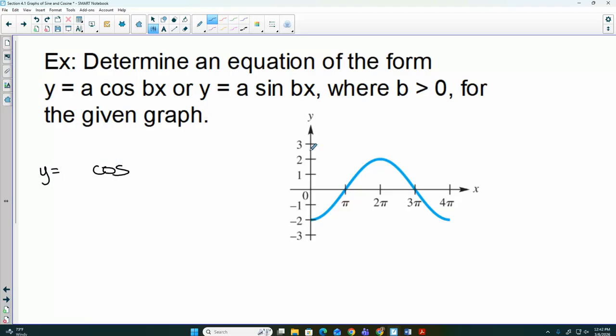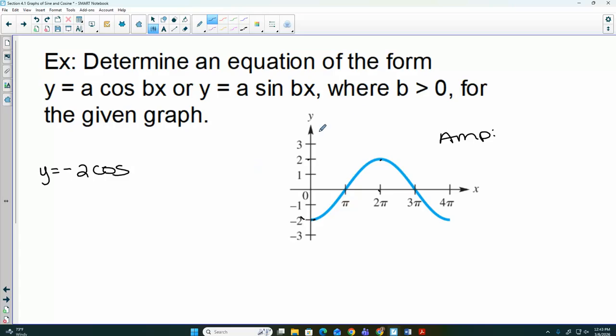But cosine normally starts up here and goes down. So what made it start down here? There was a negative in front. Okay. What is the amplitude of this graph? 2, because it goes up to 2 and down to -2. So the amplitude, it goes in front. So it's a -2 cosine.